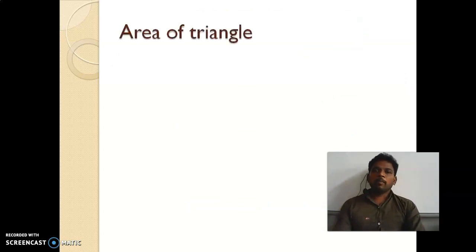Next one, area of the triangle. You already learned in your lower classes that the area of a triangle is half into b into h. It is a basic formula, and when the altitude and base are known, we can use that formula. If we know only the sides, we can use Heron's formula for finding the area of the triangle.